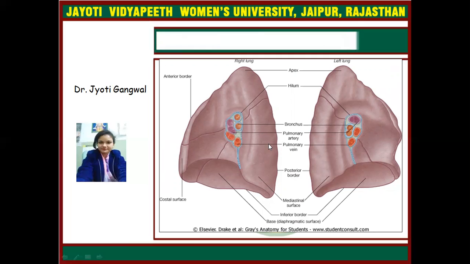The pulmonary artery. This is the posterior border. This is the mediastinal surface. This is the inferior border, which is related to the diaphragm, or this is the base or diaphragmatic surface.